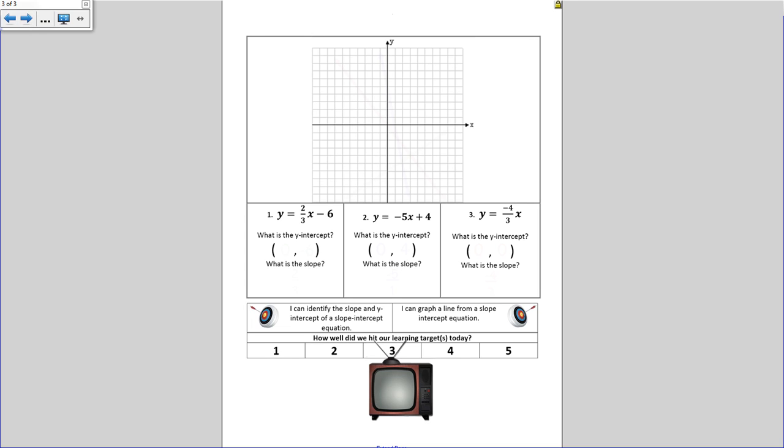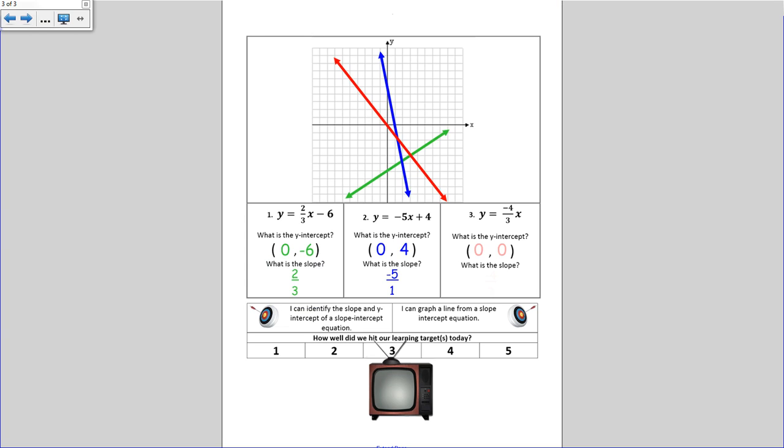In this case, our y-intercept was negative 6. So 0, negative 6. Our slope is 2 over 3. And that graph, I would go to negative 6 and I would go up 2 over 3. My y-intercept here is 0, 4. My slope is negative 5 over 1. Remember, put it over 1 if it's a whole number. So I start at 4, go down 5 over 1.